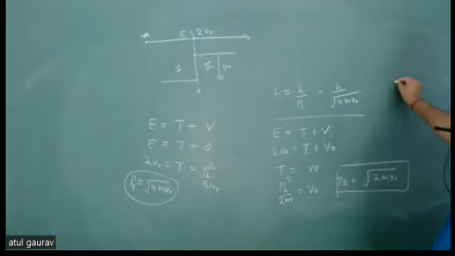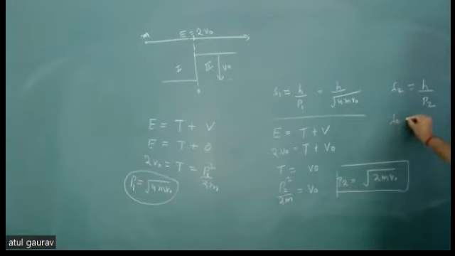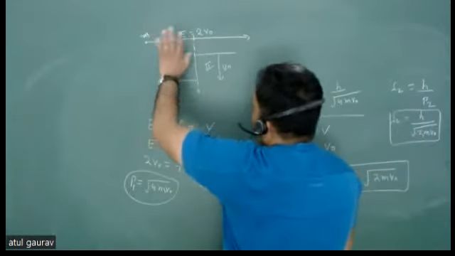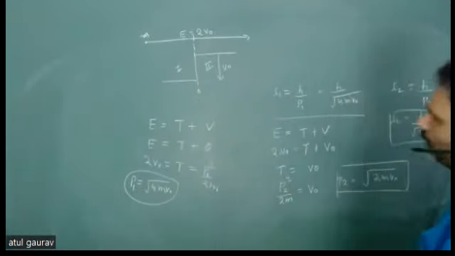So what will be lambda 2? Lambda 2 is equal to h upon P2, which is h upon root over 2m V naught. Okay. So this is your de Broglie wavelength in region 2 and this is the de Broglie wavelength in region 1.